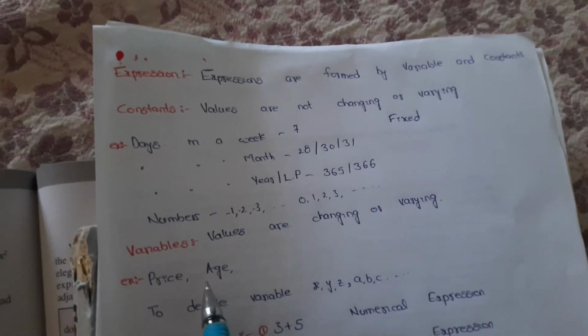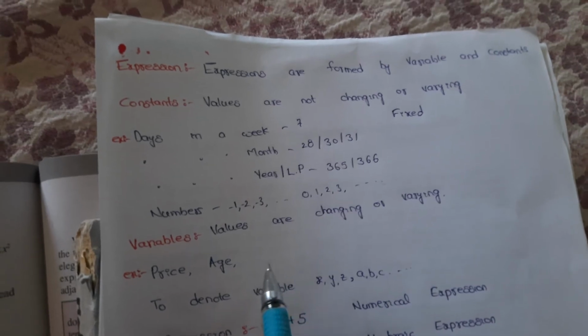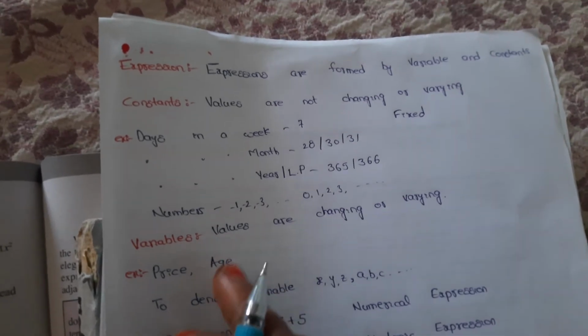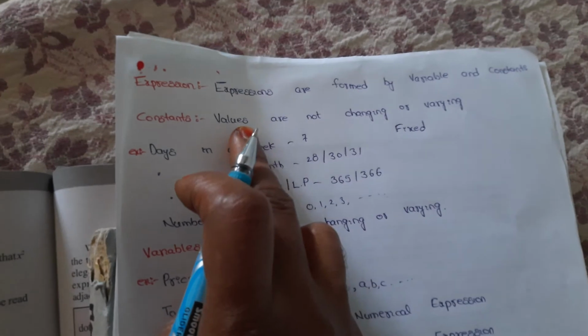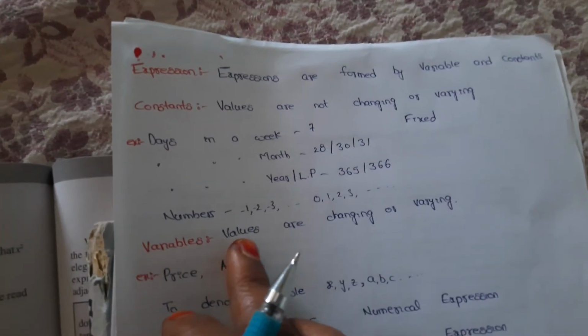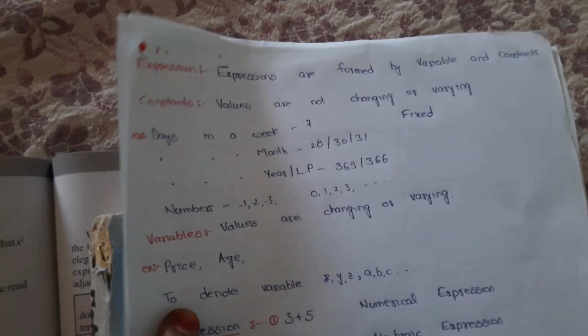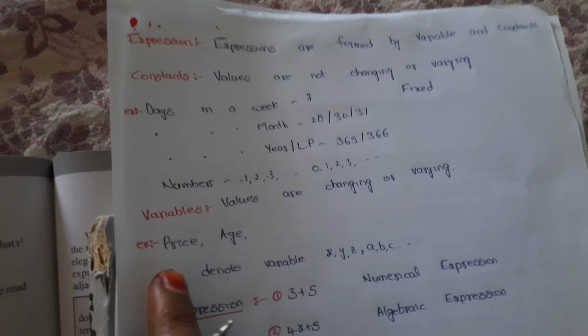And the age of a person is also not fixed. It is also changing year by year. Like this, these all come under variables and these are examples. The constants have fixed values. The variables have changing values. These are examples for the constants and variables.